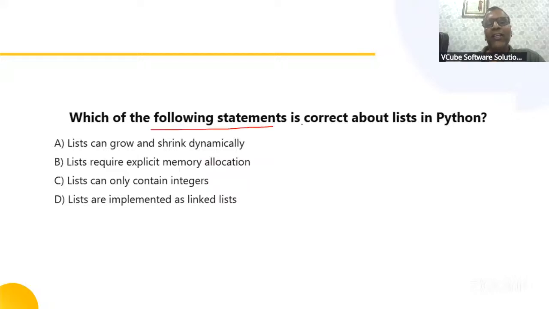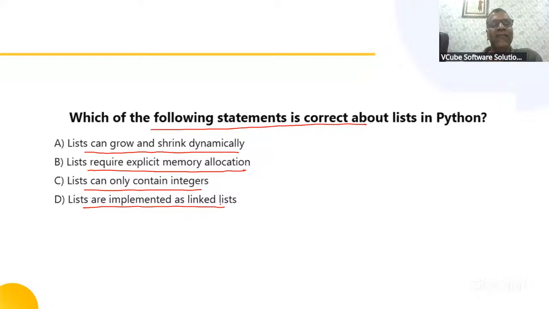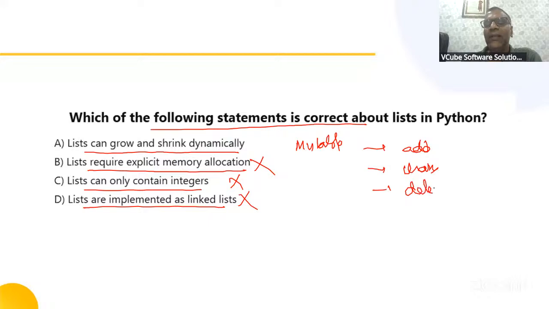Now, which of the following statements are correct about Python lists? I will wait for 2 minutes. Can anyone respond? My first point is lists can grow and shrink dynamically. And lists require explicit memory allocation. Lists can only contain integers. These are wrong. Just now I told you, a list is mutable. What is the meaning of mutable? I can add data, change data, and delete data. So can I say this is the correct answer? Yes, most of the people are giving the correct answer. Very good. Can I continue?